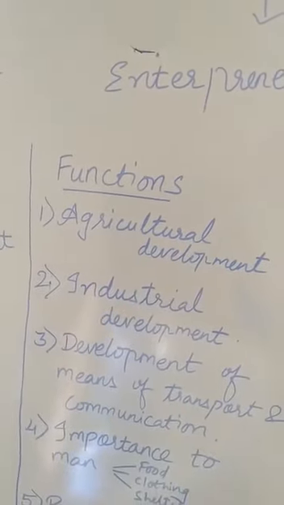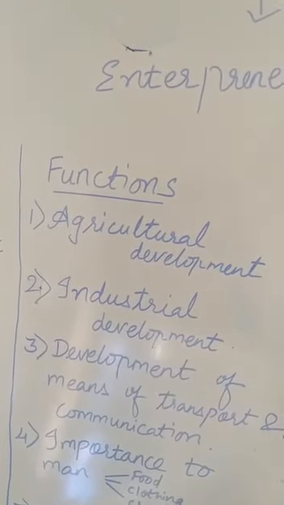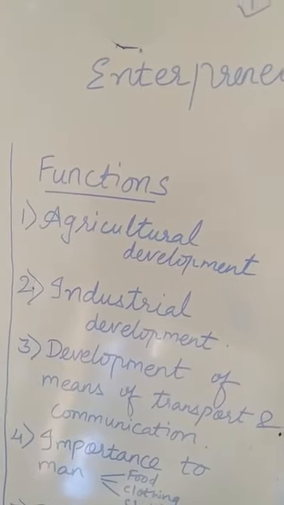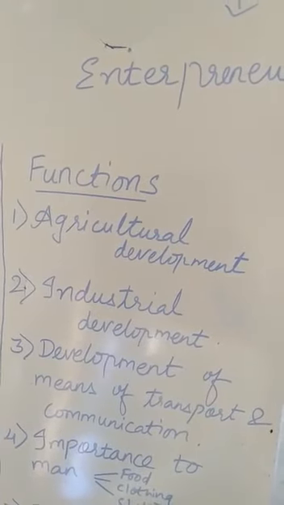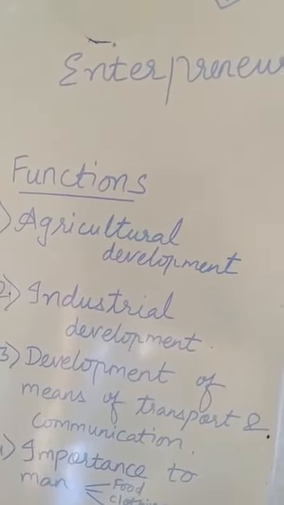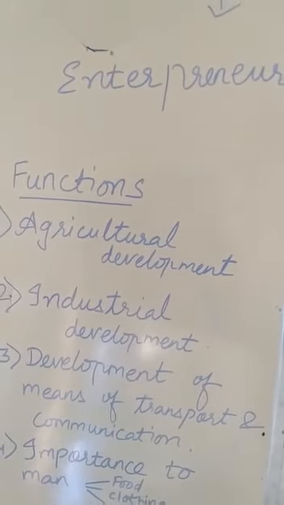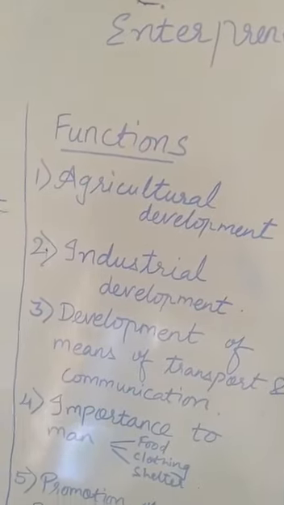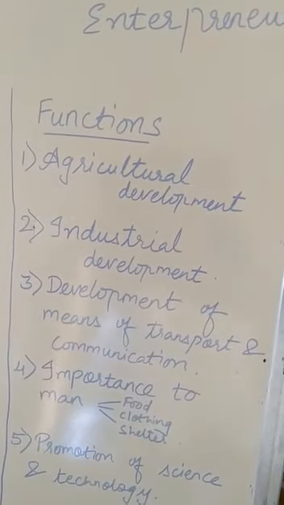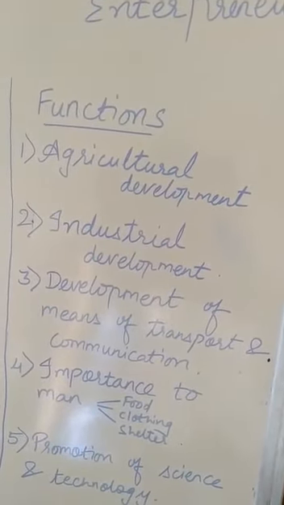The second important function of the land is industrial development. It helps in the industrial development. The more land we get for industrial purposes, the more it will be possible to establish the major industries in a country. The next function is development of means of transport and communication.